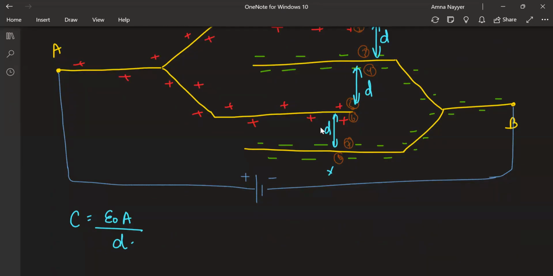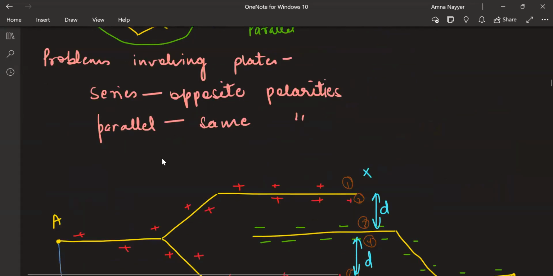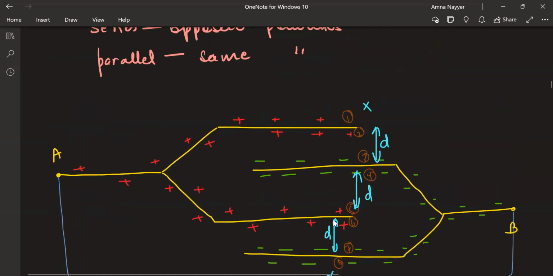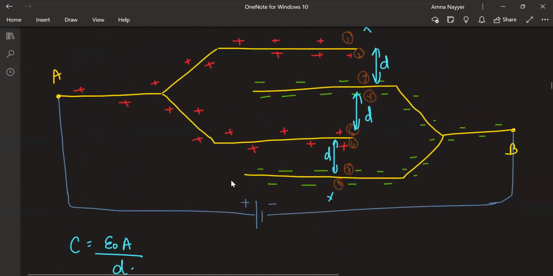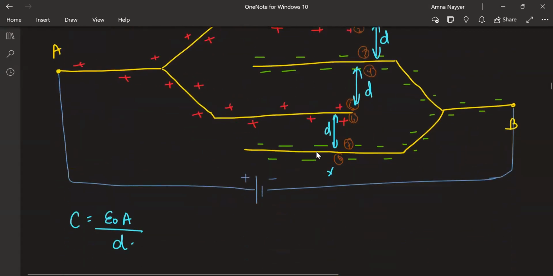So in problems involving plates, when the opposite polarities are there, they are connected in series. When the same polarities are there, they are connected in parallel. All of them are connected with opposite polarities, so straight away this is a series connection. All 3 are connected together.